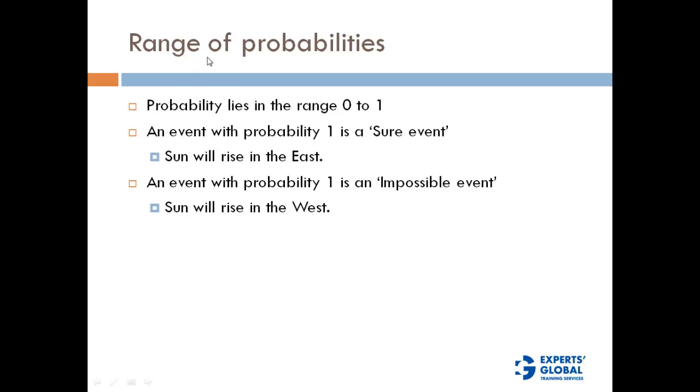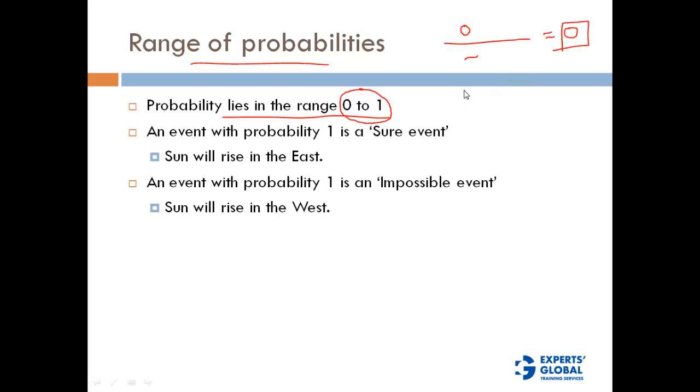Some basics about probability. Probability lies in the range 0 to 1. This is very straightforward. Why does it lie between 0 and 1? Now, let's say the sun rises in the west. What is the probability of this statement? This event is never going to happen, right? So there are 0 ways in which it can happen, and 0 divided by anything is always going to give you 0. So the probability of the sun rising in the west is going to be 0.